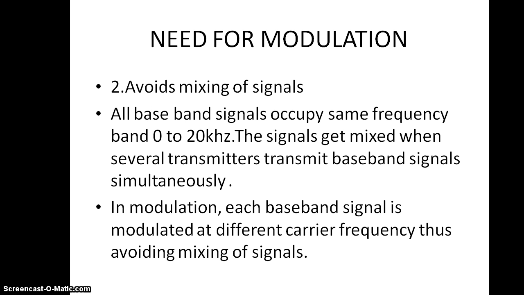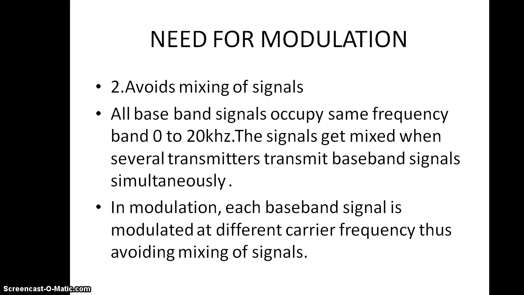Another important advantage is that when we use modulation, it avoids mixing of signals. We know that all the baseband signals occupy the same frequency band from 0 to 20 kHz. So signals will get mixed up when several transmitters transmit baseband signals simultaneously over the same channel. Using modulation, each baseband signal is modulated at a different carrier frequency. So this avoids mixing of signals.